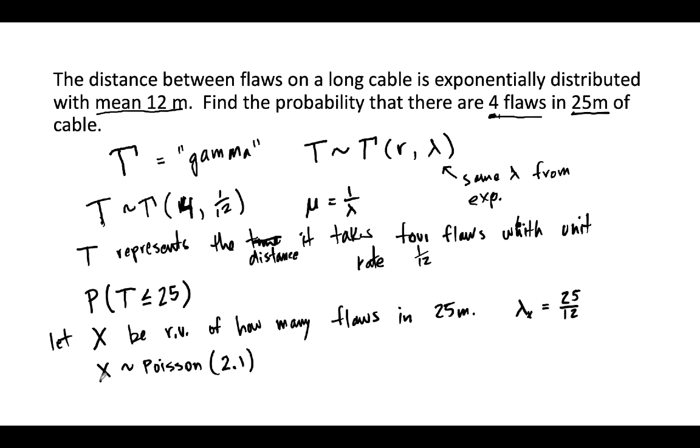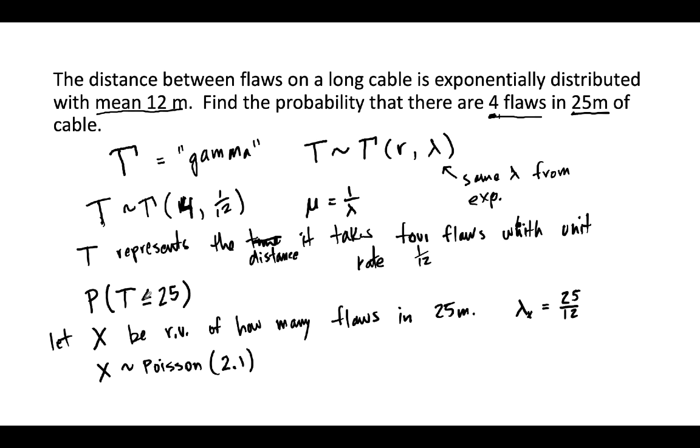So where did this come from? It comes from the average amount we expect over 25 meters. The average we expect over 25 meters is approximately 2.1, and this is going to model the underlying Poisson process here.